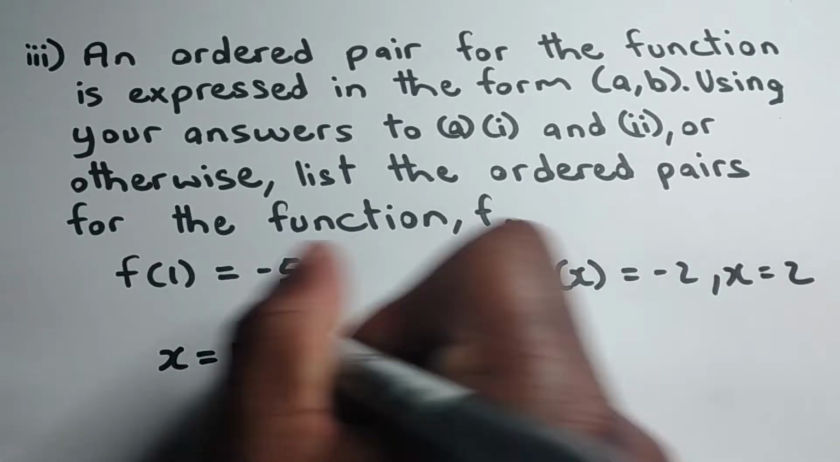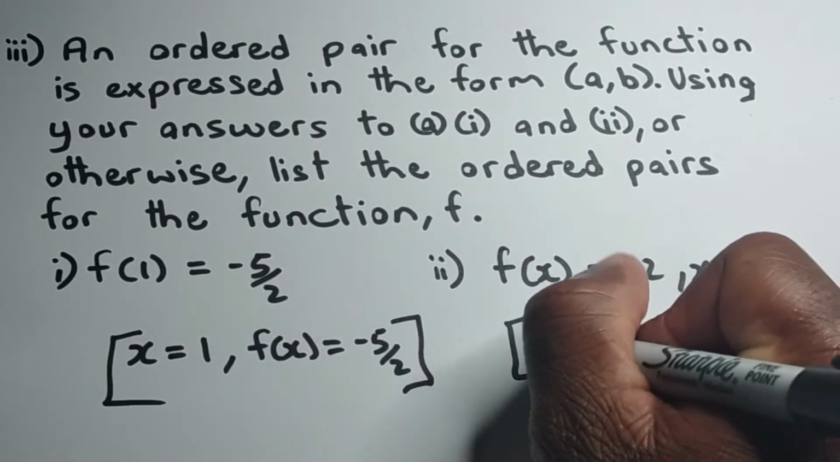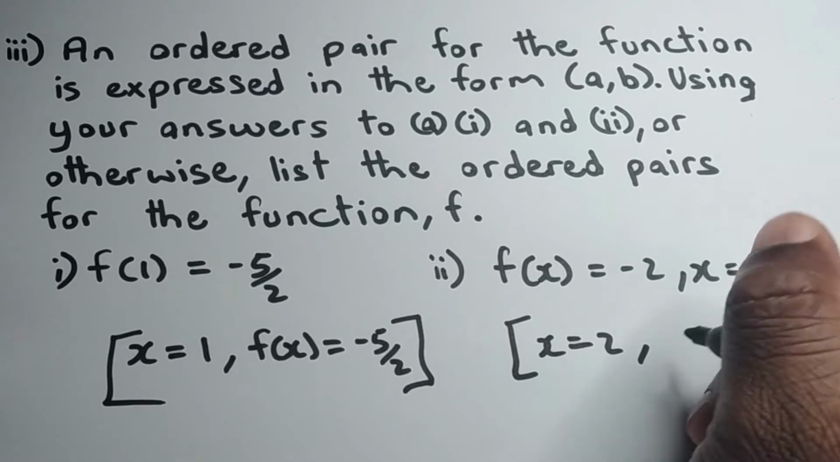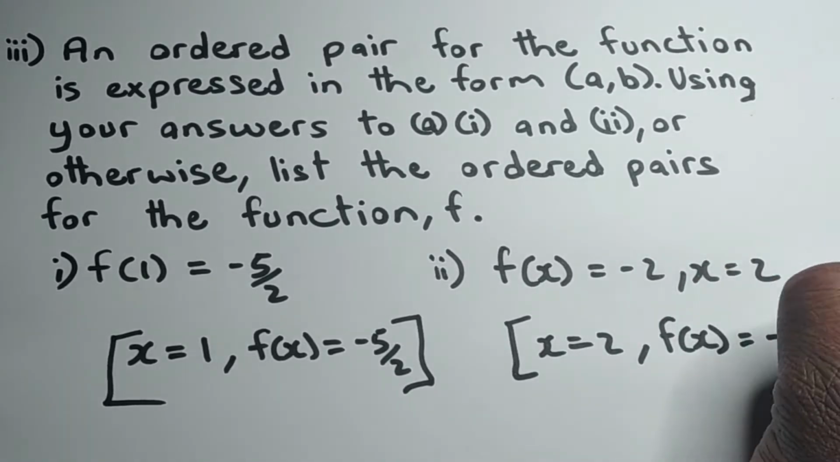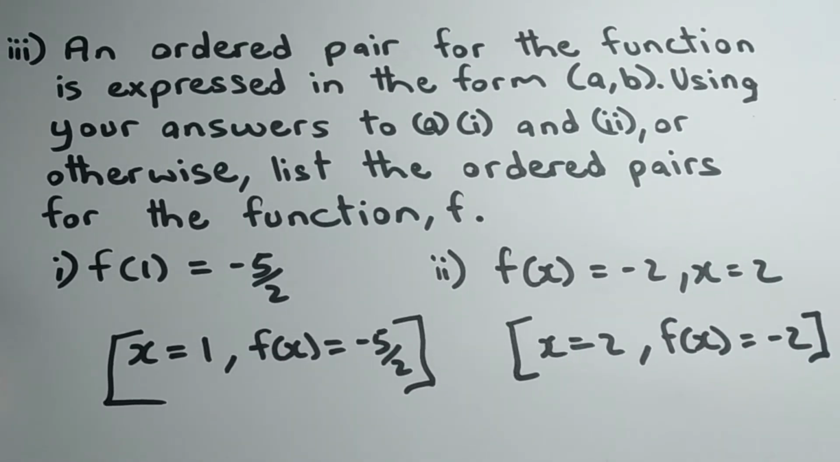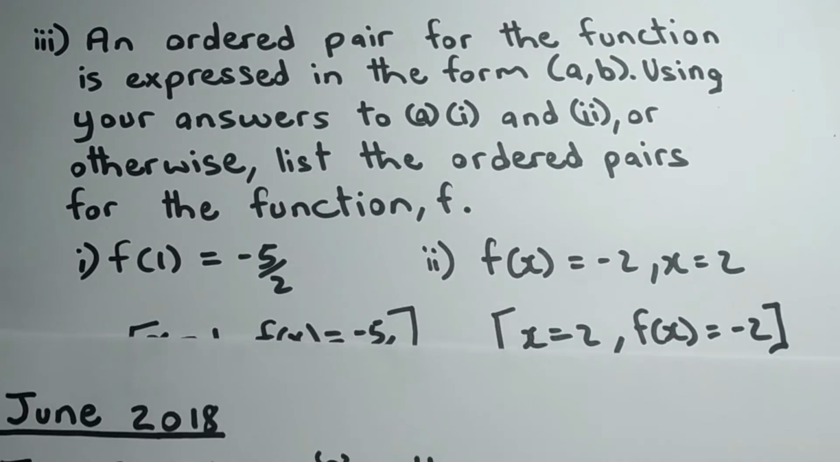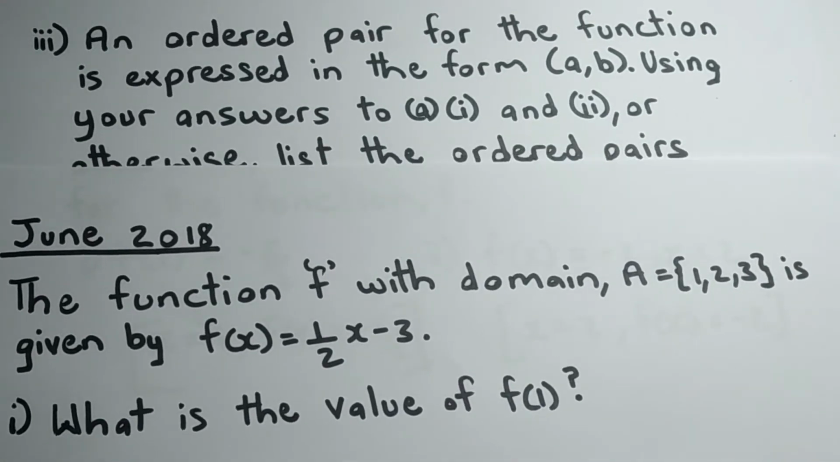So this is in part 1. In part 2, when x is equal to 2, our f of x is -2. All right. Now, I wanted to recall the original question. So this is what I'm showing you now.